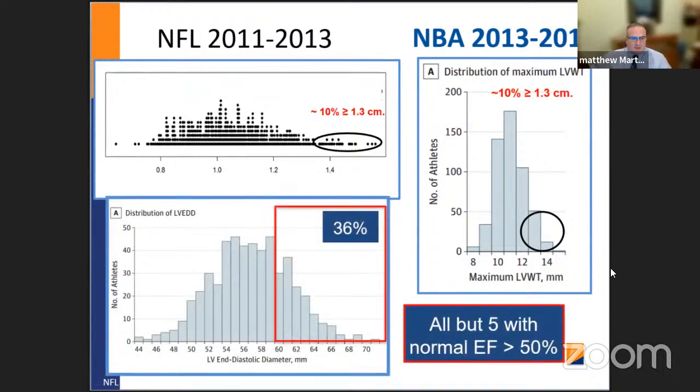This is, again, the NBA data, about a third, with ventricular size 60 millimeters and bigger. These were normal athletes, with the majority of them having ejection fractions above 50%, occasionally dipping below that, all normal physiologic adaptations. But if you use standard cutoffs, you're going to be well above what, quote, normal looks like.